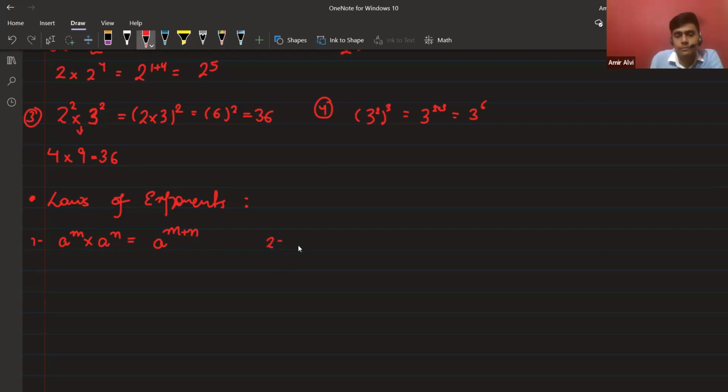Next is, a to the power m divided by a to the power n. What will happen, Simrat? Can you tell me? Subtract. Yes, subtraction. Basically, a to the power m minus n. If we are writing this, m should be greater than n. Why?